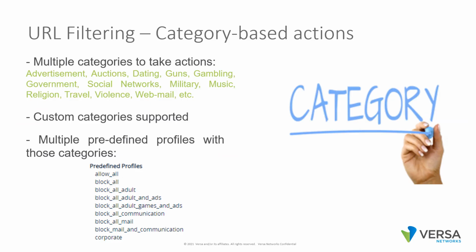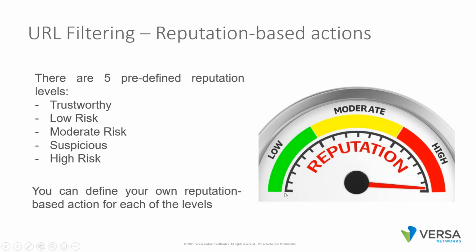Next, let's get back to our presentation. And second, we can do reputation-based actions. For example, there are 5 predefined reputation levels. It's going to be trustworthy, low risk, moderate risk, suspicious, and high risk. And you, of course, can define your own reputation-based actions for each of the levels.